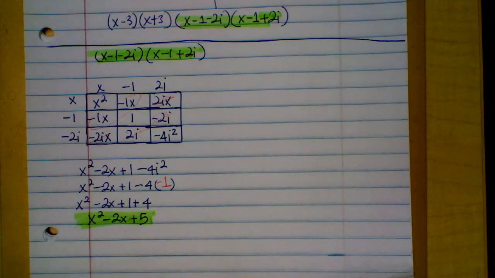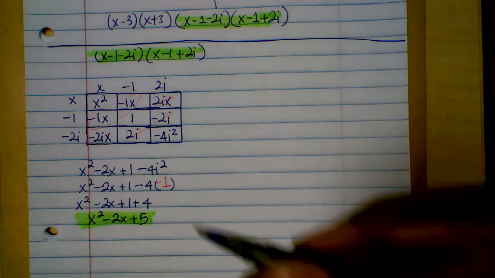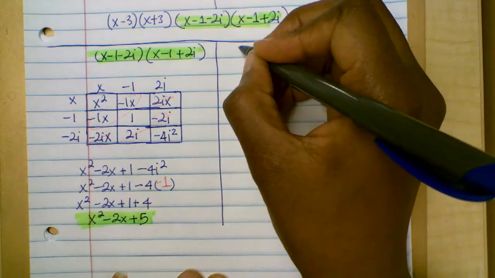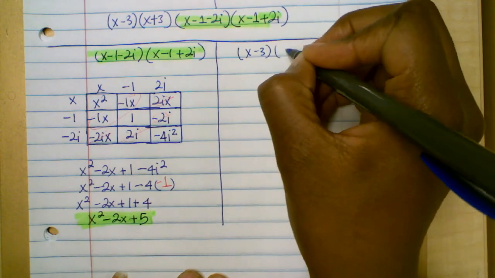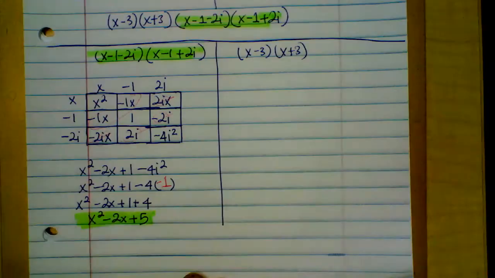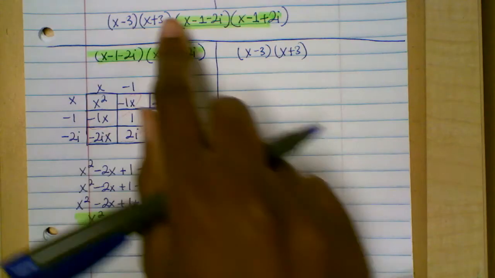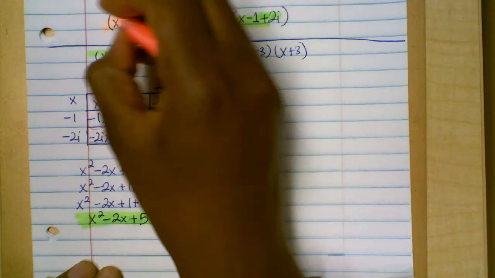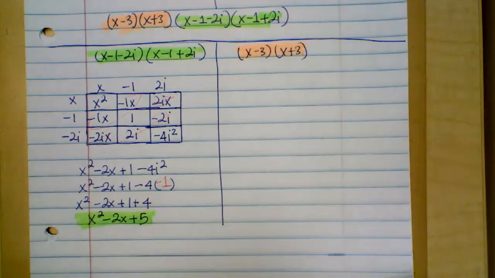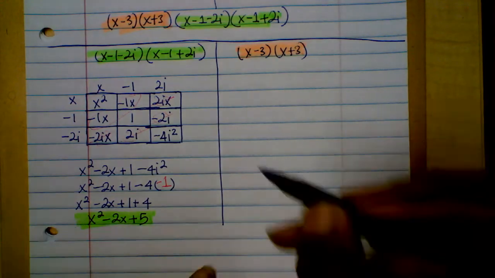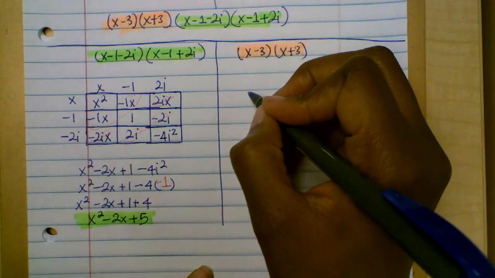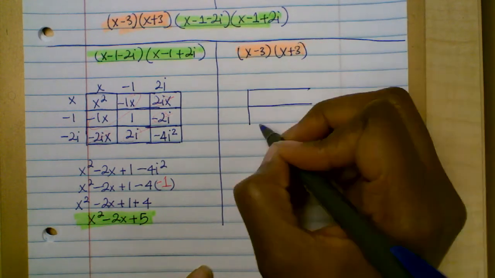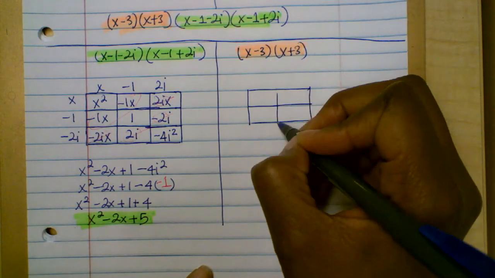Okay, now what do we do next? So next you're going to multiply the factor x minus 3 times x plus 3. Okay, the first factor in front. So let's do that. You're going to multiply. The first factor is made of 2 terms, and the second factor is also made of 2 terms. So I'm going to have 2 rows and 2 columns.